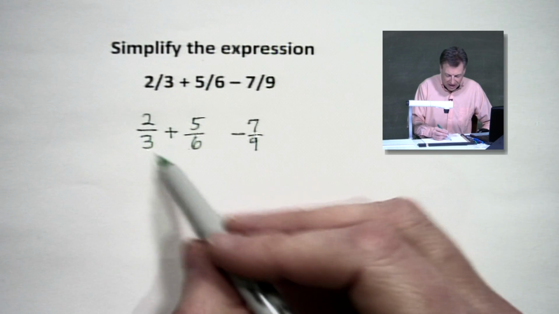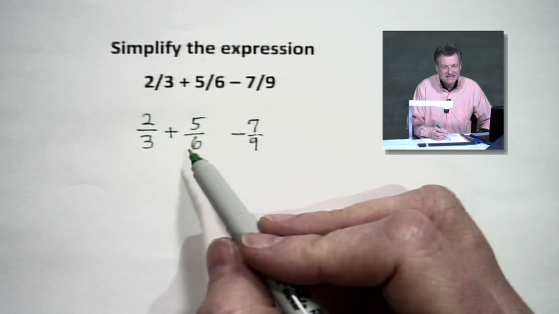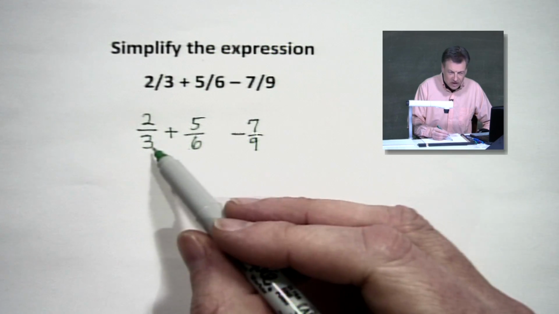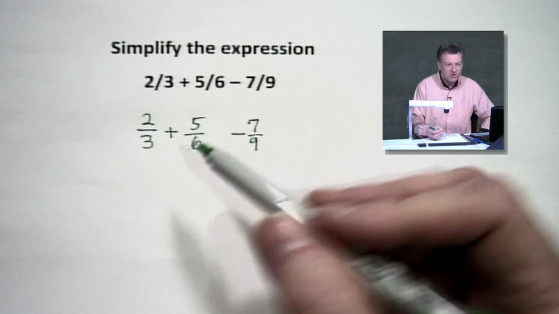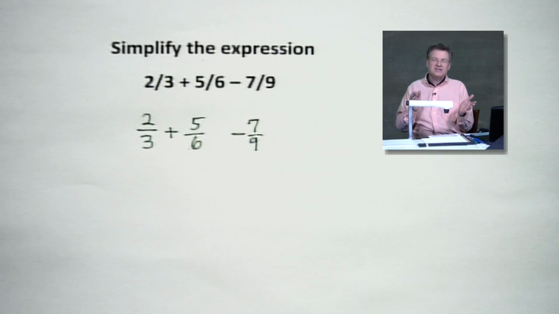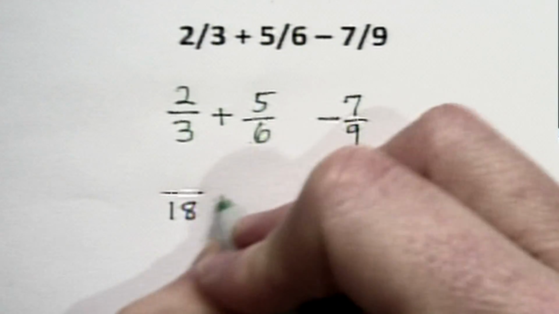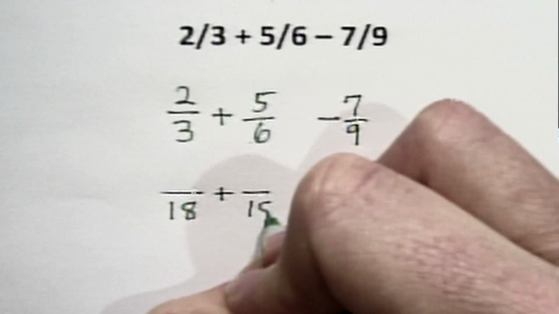So let's maybe multiply this 3 and 6 together. It gives us 18. And you know what? 9 will go into 18. 3 will go into 18, as will 6. So there's our least common denominator, LCD in this case. It's going to be 18. And let's see what happens.